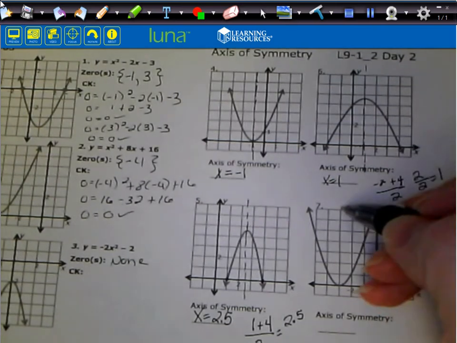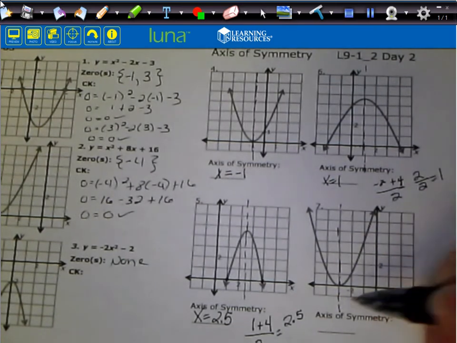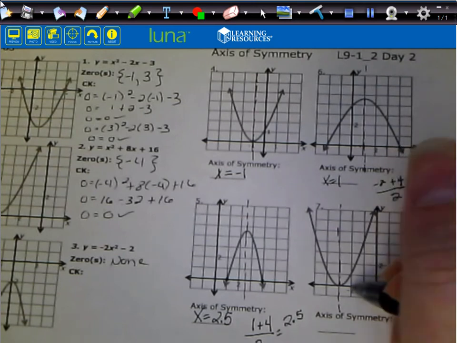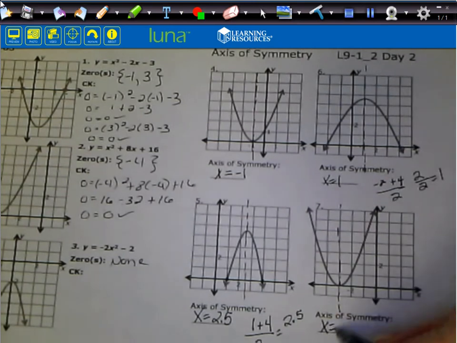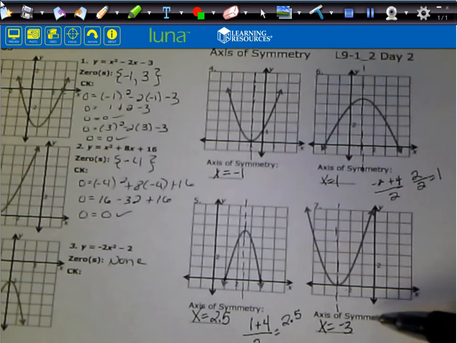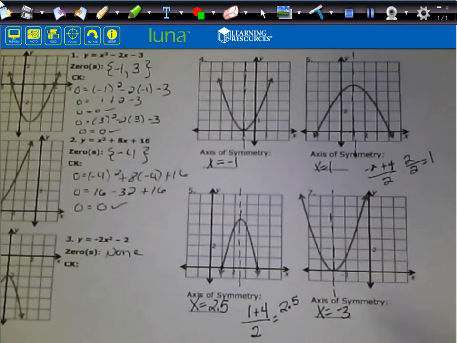Now here, number 7, again, we don't have to take the average here because we can see it's negative 1, 2, 3. So x equals negative 3 here. And just make sure that your axis of symmetry is not negative 3. It's x equals negative 3. You have to write x equals.